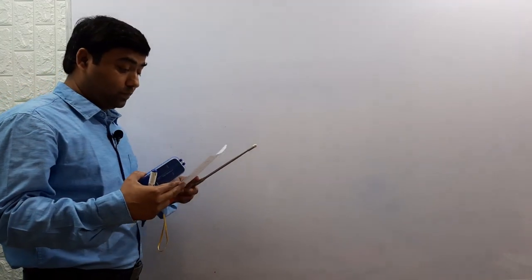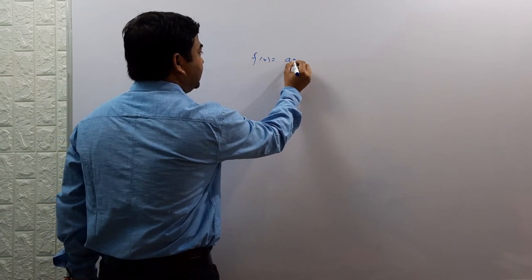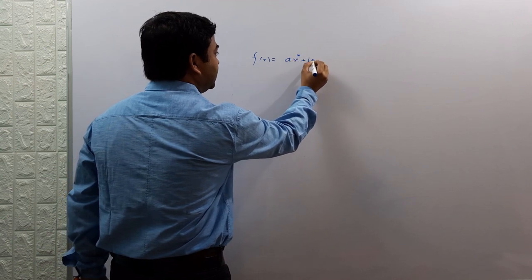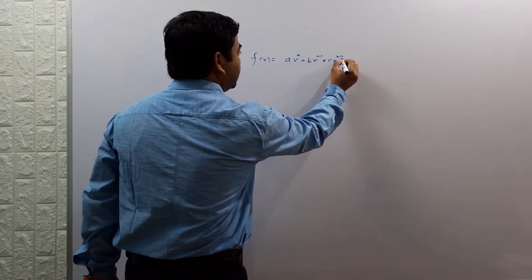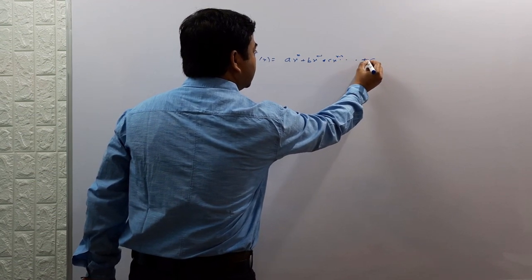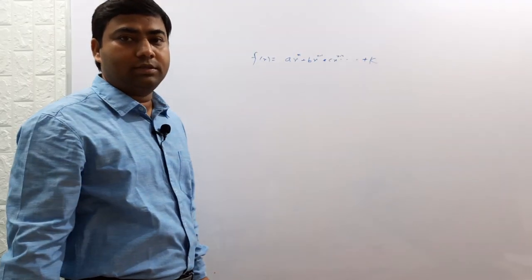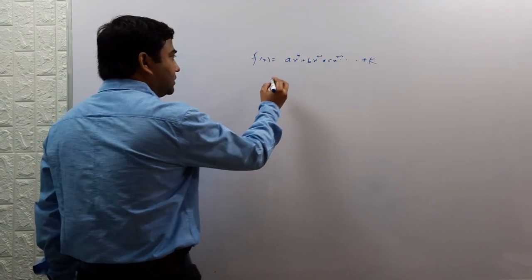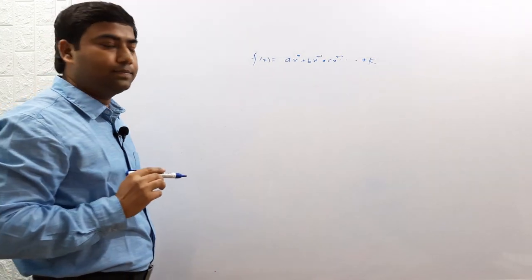Another class of function is polynomials. These are very famous functions. A polynomial function is in the form of a x to the power n plus b x to the power n minus 1, plus c x to the power n minus 2, and so on up to plus a constant k. This form of function is called a polynomial. The maximum degree of x is called the degree of the polynomial.